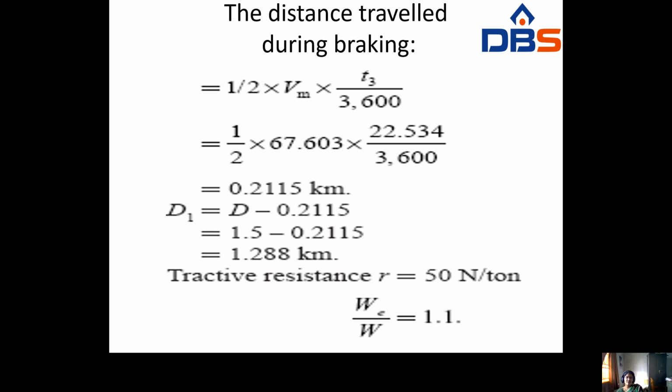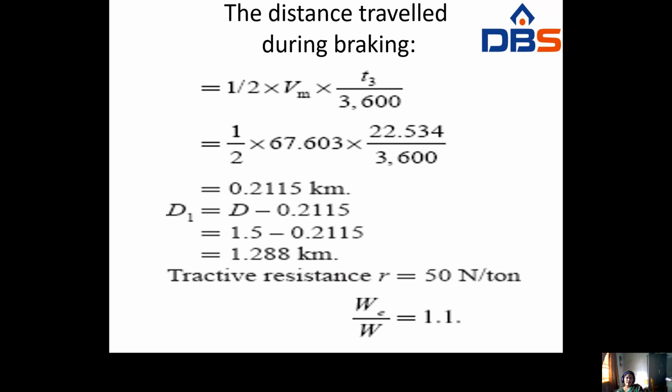So the distance traveled during the braking, you can write as half Vm T3. To convert into seconds, here T3 you can write it by 3600. So Vm value will be 67.603 into 22.534 by 3600. When you solve this equation, you can get 0.2115 kilometers. This is the distance traveled during braking.